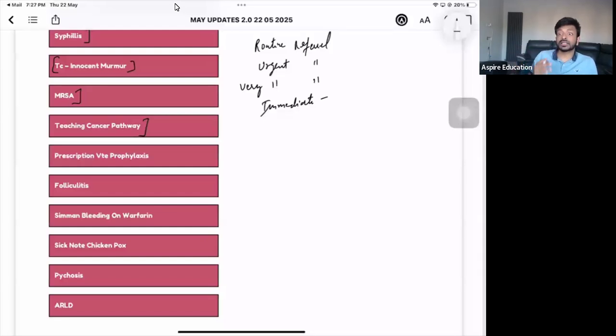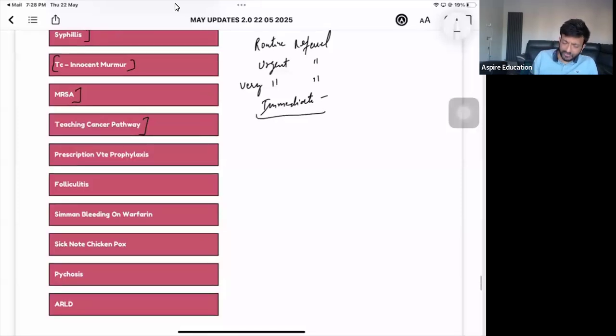We have a station on testicular cancer where the patient is very young. We have a station on osteosarcoma where the patient is 20 to 23. In those cases, the patient will be seen by the specialist within 48 hours. That's a very urgent referral actually. Right. Now, immediate referrals can be there as well. If the patient is not stable, that's an immediate referral, isn't it?